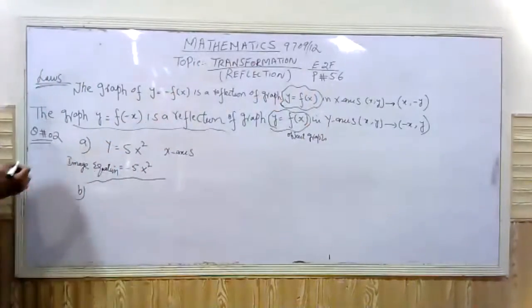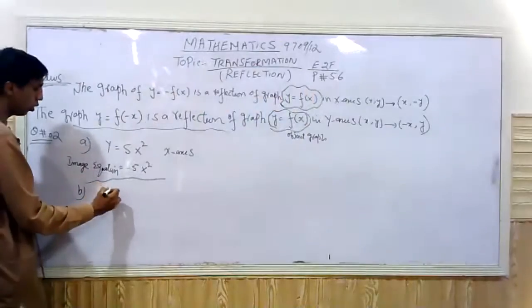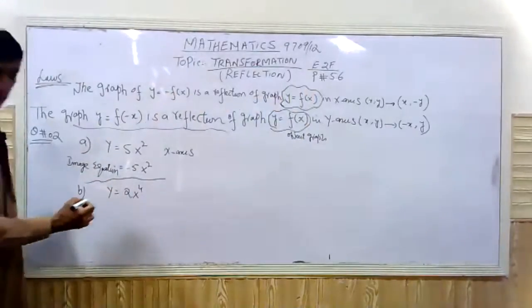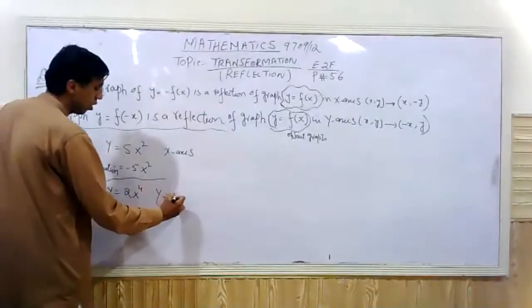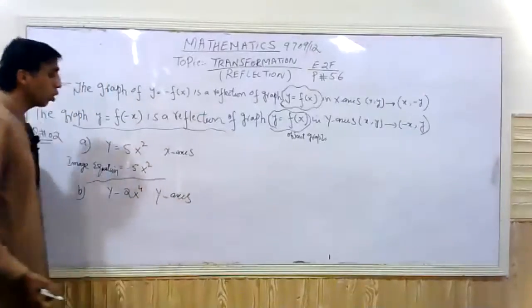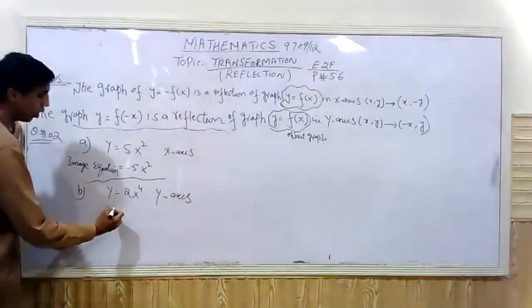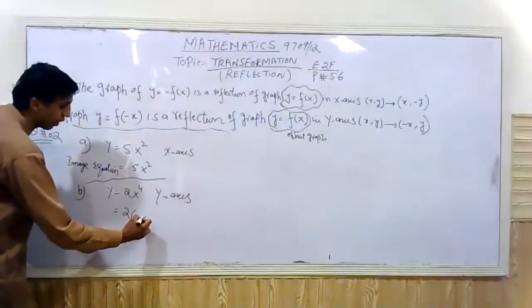Now, the B part we do: y is equal to 2x to the power 4 in the y-axis. If you are going to convert it into the y-axis, you have to replace x with minus x.